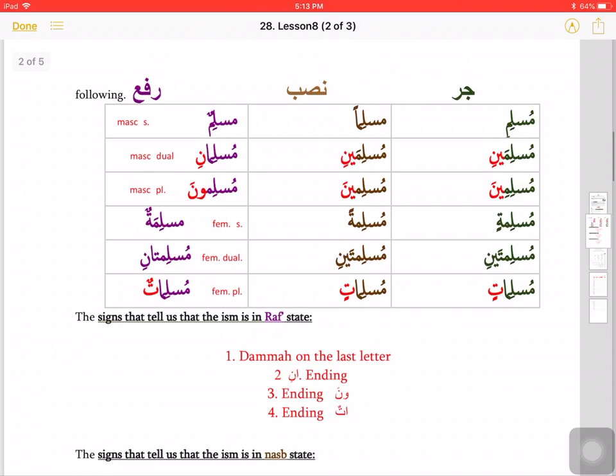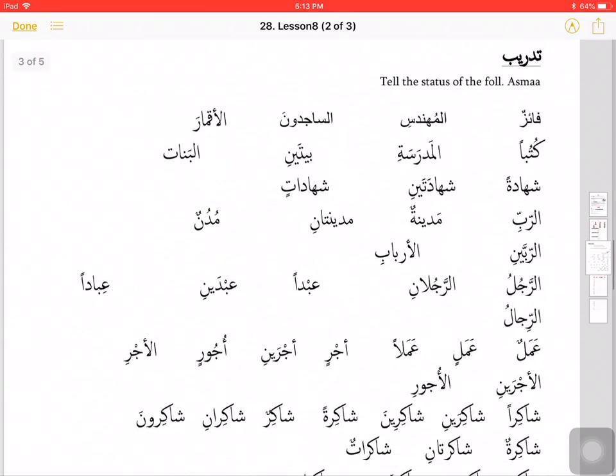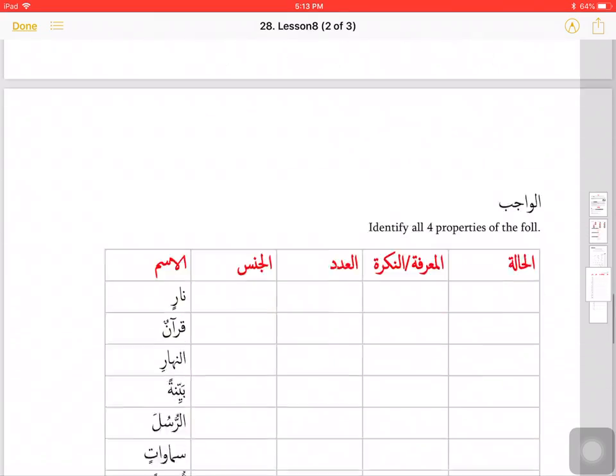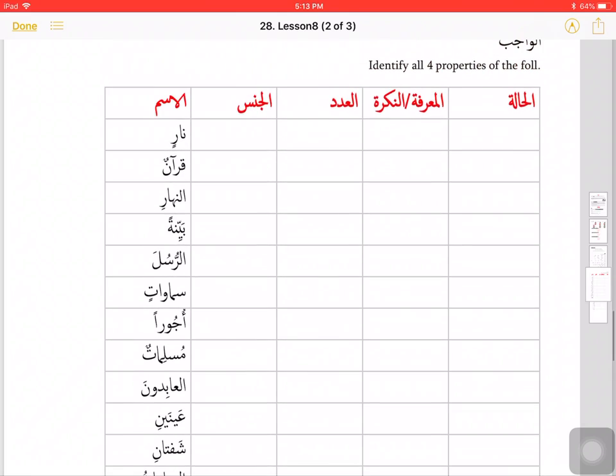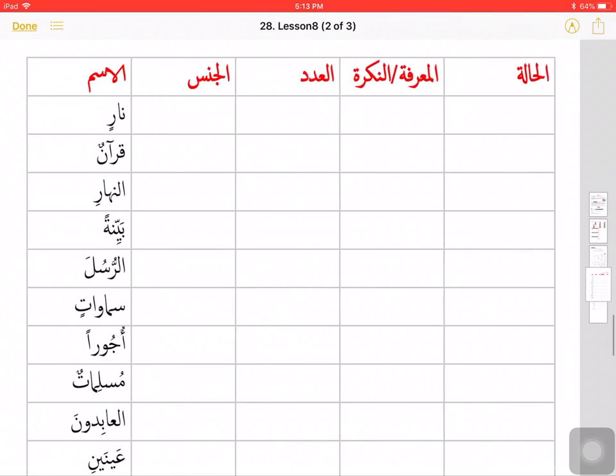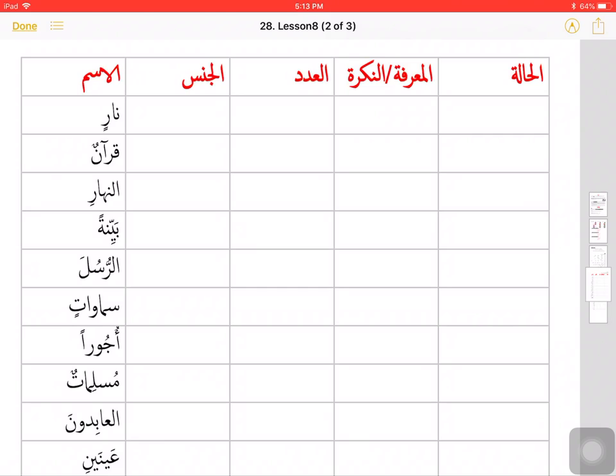This is the fourth property of the ism, and as I said, all of grammar is study of i'rab. Right now, all we did was be able to recognize the hala of the ism. And we have an exercise here that we will do inshallah to help us practice. So there are some words in our last column, and then we have to tell all four properties, because mashallah now we know all four properties of the ism: jins, adad, marifa, nakira, and hala.